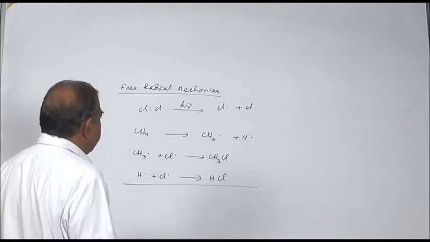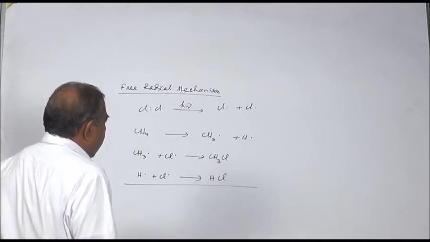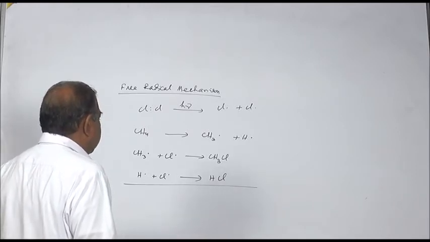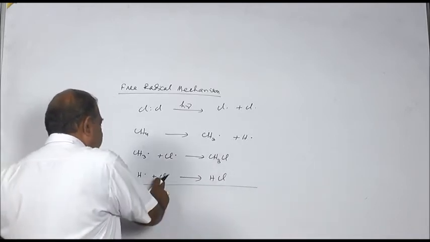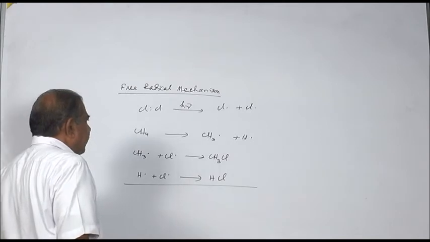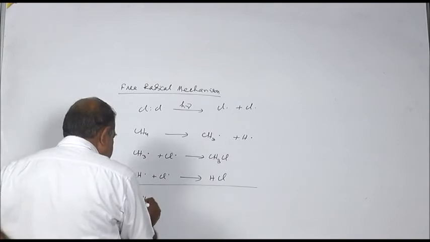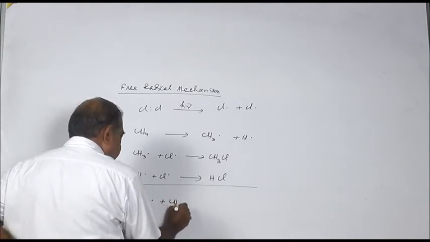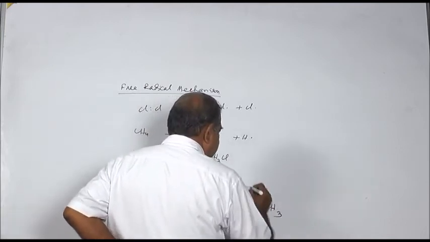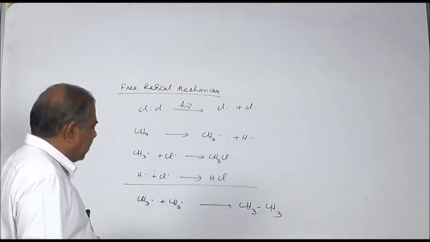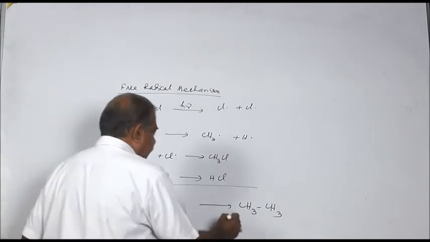So in presence of sunlight, chlorine free radicals are produced, methane also produces methyl free radical and hydrogen free radical. Methyl free radical reacts with chlorine free radical to form chloromethane. Hydrogen free radical and chlorine free radical react to form HCl. It is asked sometimes that by this process ethane is produced, because sometimes 2 methyl free radicals combine to form ethane.